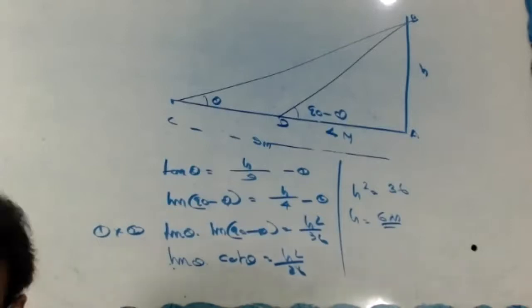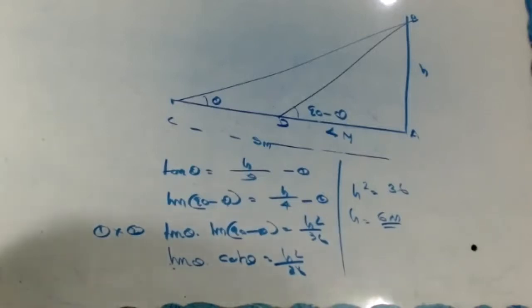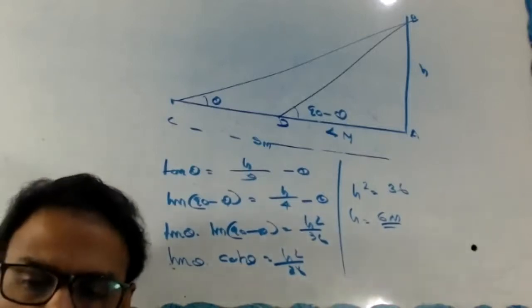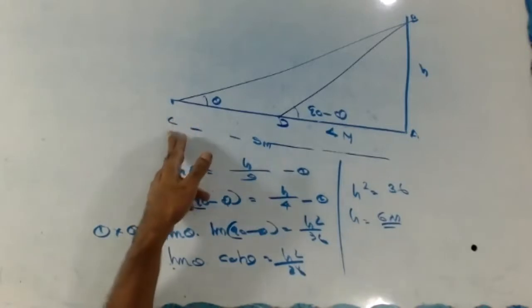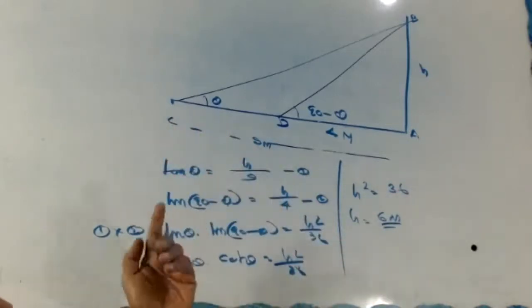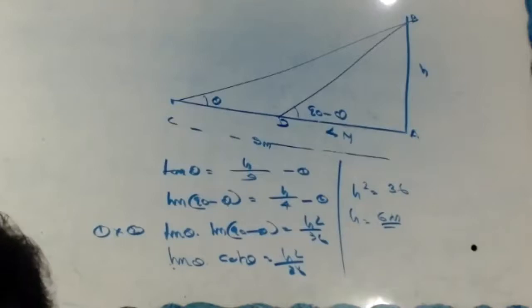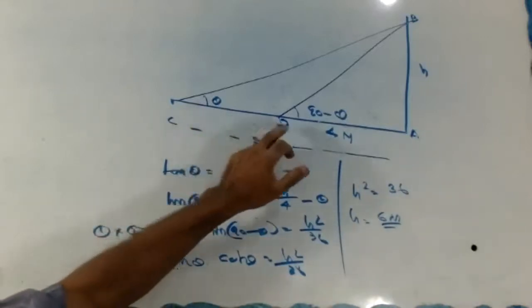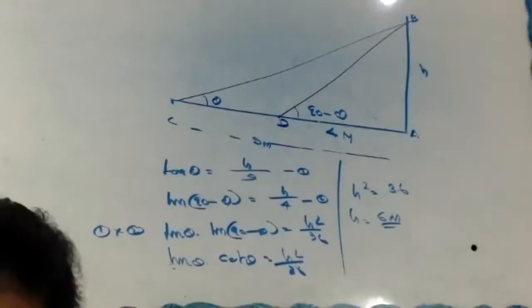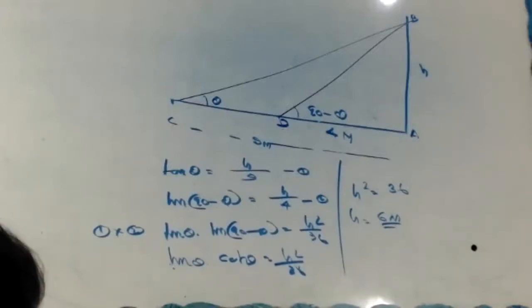Okay, this is finished now. So don't just start the answer. You have to write: let AB be the tower of height h. The first point C is 9 meters away from the tower, and the second point D is 4 meters away from the tower. Let the angle of elevation at C be theta. Therefore, the angle of elevation at D is 90 minus theta. Then you start, not directly write.